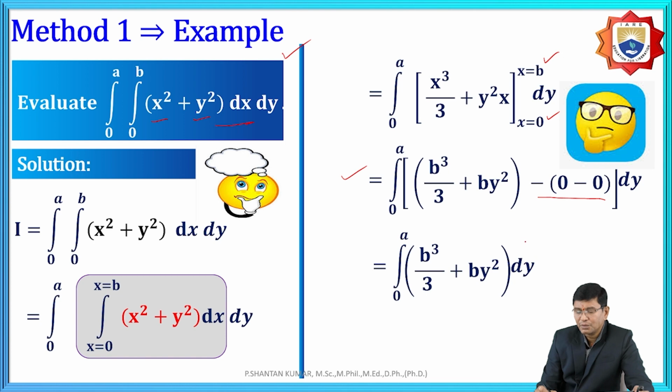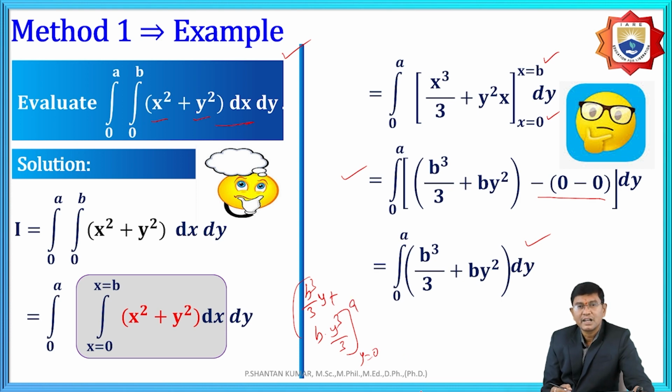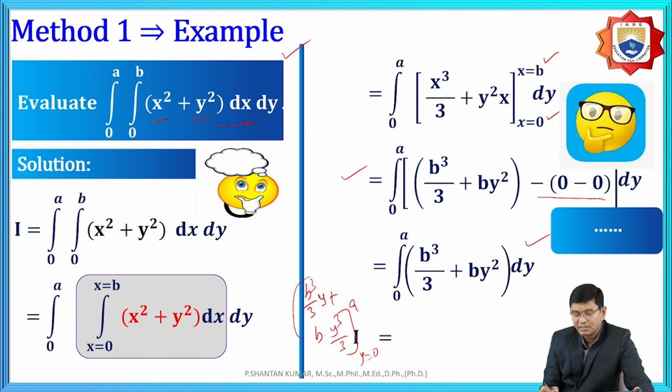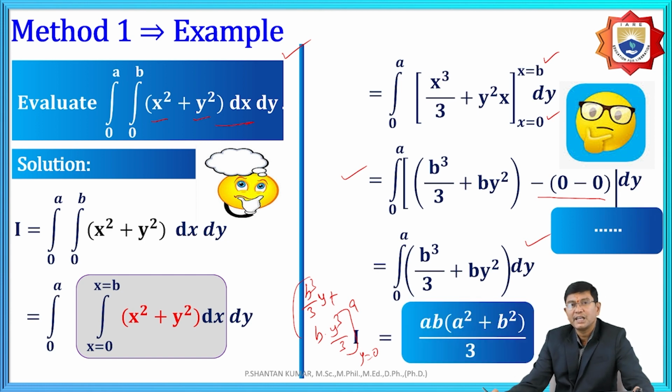Once again we integrate with respect to y. The first part is b cube by 3, a constant, whose integration is b cube by 3 into y, plus b into the integration of y square, which is y cube by 3, with the limits y is equal to 0 to a. By solving this, replacing the upper and lower limits of y as a and 0, the final solution we obtain is ab into a square plus b square by 3.